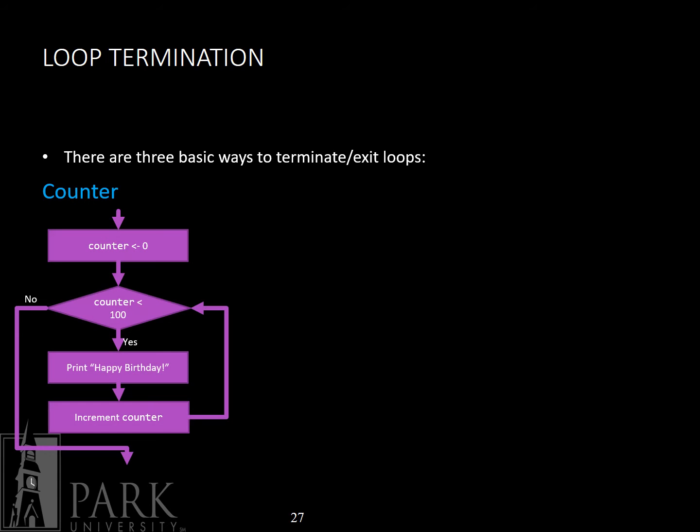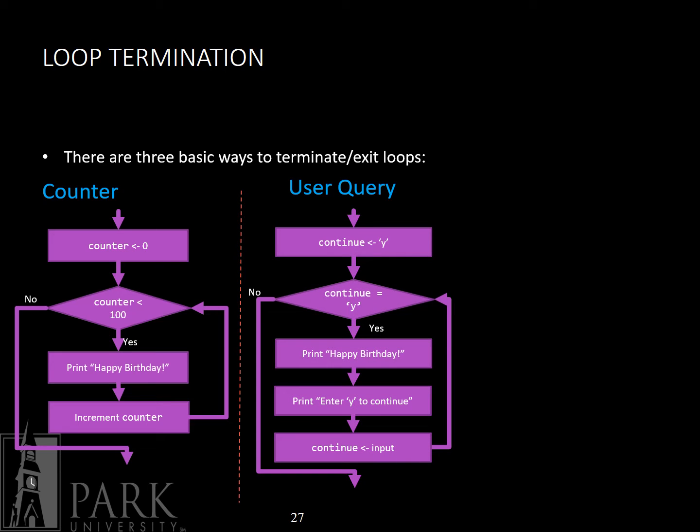So how do we terminate a loop? Well, there's three main ways to terminate a loop. The first one is called a counter loop, and you've seen an example of this already with the happy birthday. And you use a counter variable to keep track of the number of iterations that you've gone through. You can also use a user query, and this is where you prompt the user to say, hey, do you want to continue? Hit Y to continue, and it'll do it again and again and again.